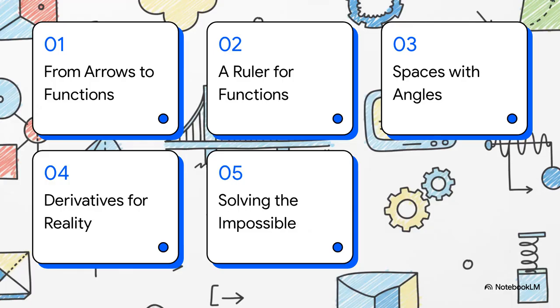So here's our game plan. First, we're going to completely blow up the idea of what a vector can be. Then, we'll invent a ruler to measure these new vectors. After that, we'll need a protractor to find their angles. Then, we'll forge a tool to deal with the messy, sharp-edged problems you find in the real world. And finally, we'll put it all together and watch this toolkit solve something that seems totally impossible.